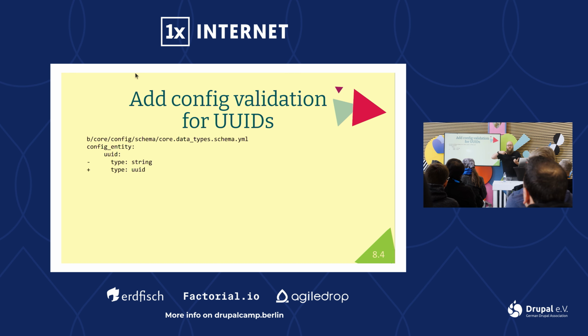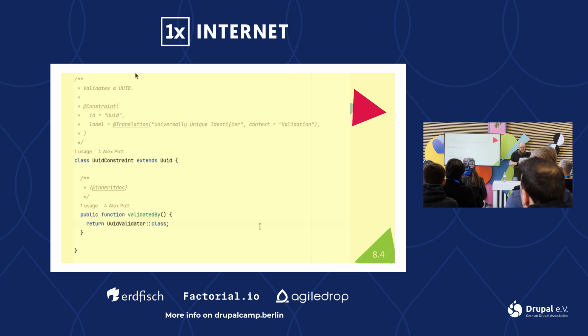So we are changing the data type of this specific UUID from a string to UUID. I'm going to have to say UUID a couple of times in the next couple of slides. So this type is now defined as extending from a string and having a label as a UUID, and a constraint which is the UUID constraint. This UUID constraint extends the UUID constraint that is provided by Symfony. So we're not writing anything ourselves. We're just going to say return this validator that already exists somewhere else, so we don't have to do anything.